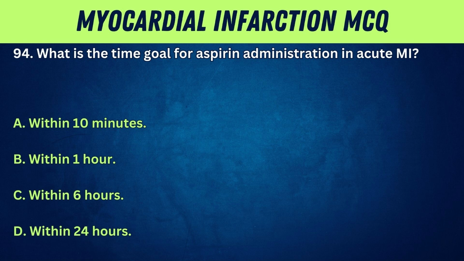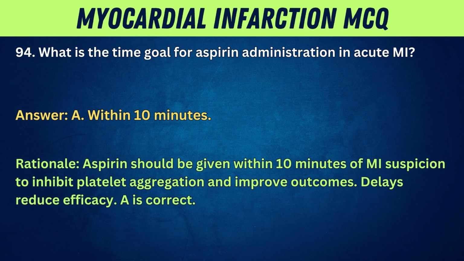A. Within 10 minutes. B. Within 1 hour. C. Within 6 hours. D. Within 24 hours. Answer: A. Within 10 minutes. Rationale: aspirin should be given within 10 minutes of MI suspicion to inhibit platelet aggregation and improve outcomes. Delays reduce efficacy. A is correct.